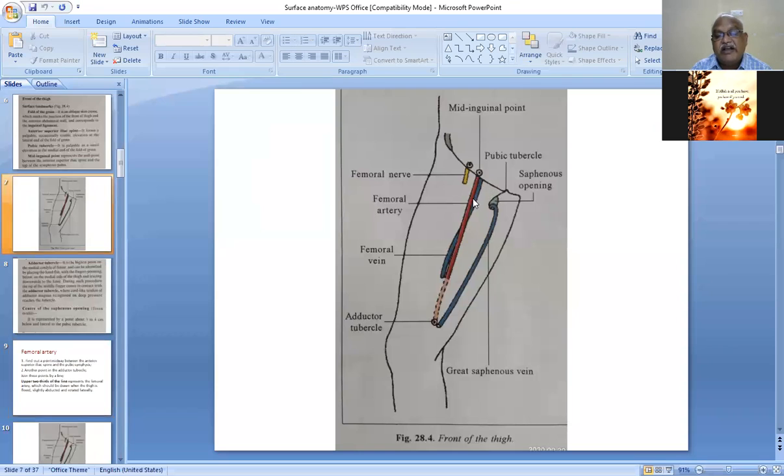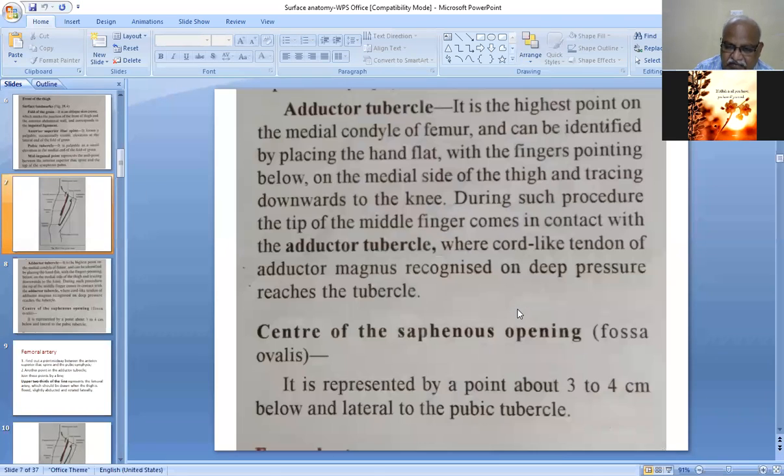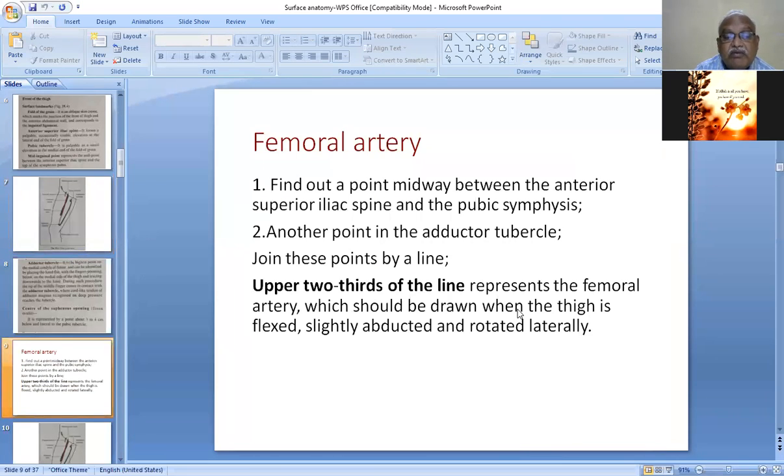So you have to draw a line, showing the upper two-thirds as a solid line and the lower one-third as a dotted line, that is going through the adductor canal into the posterior aspect, the popliteal fossa, as the popliteal artery. So you have to do it like this.